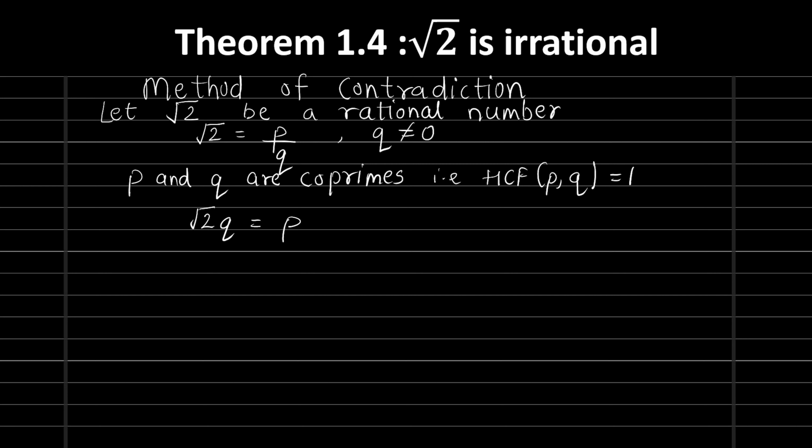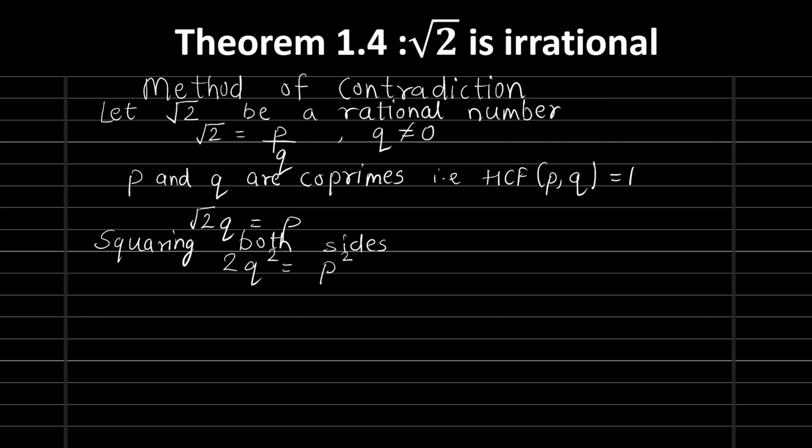Now, in the next step, we will square both sides. So, on squaring both sides, we'll get root 2 Q whole square, which would be equal to 2 Q square, and the square of P will give us P square.